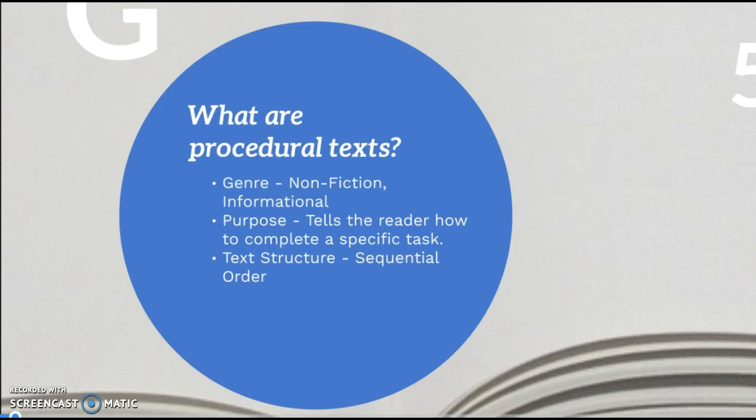Procedural texts fall under the genre of nonfiction and they're informational text. The purpose of procedural text is to inform the reader how to complete a specific task. This can be broken down even further because procedural text can tell the reader how to do something or how to make something. Another important thing to take note of is text structure.